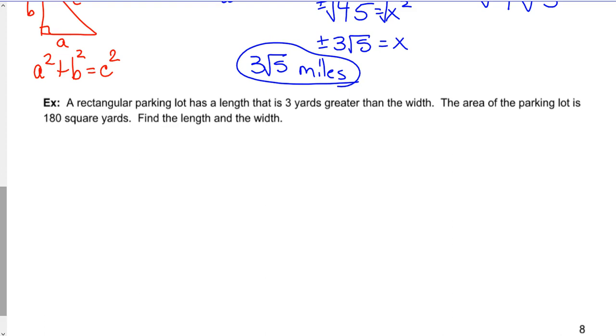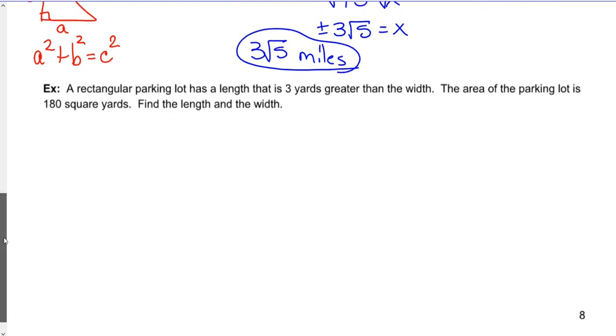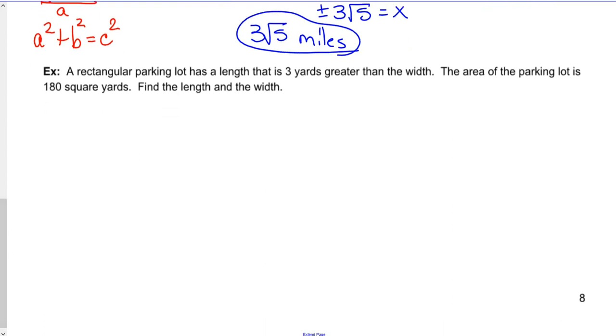All right, and then we get another rectangle here that we need to figure out the dimensions for. A rectangular parking lot has a length that is 3 yards greater than its width. The area of the parking lot is 180. So hopefully you remember when we worked with linear equations, we had things about perimeter when we were doing these types of problems, but now we get to area to be able to solve a quadratic.